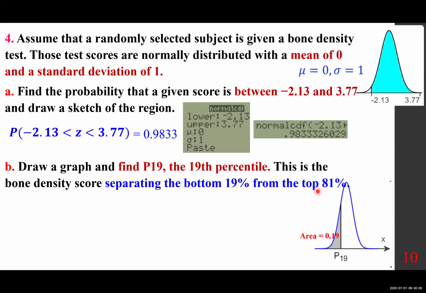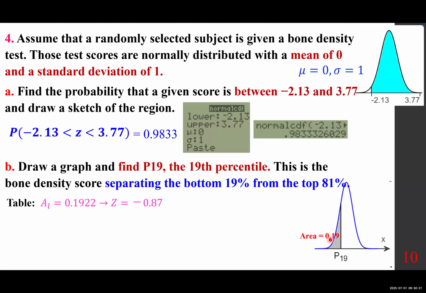So that means area to the left is 0.19, area to the right is 1 minus that, which is 0.81, or 81%. So 19% at the bottom, 81% at the top. Okay. So basically, if you use the table, inside the table gives you the area. You want to look for the area of 0.19.